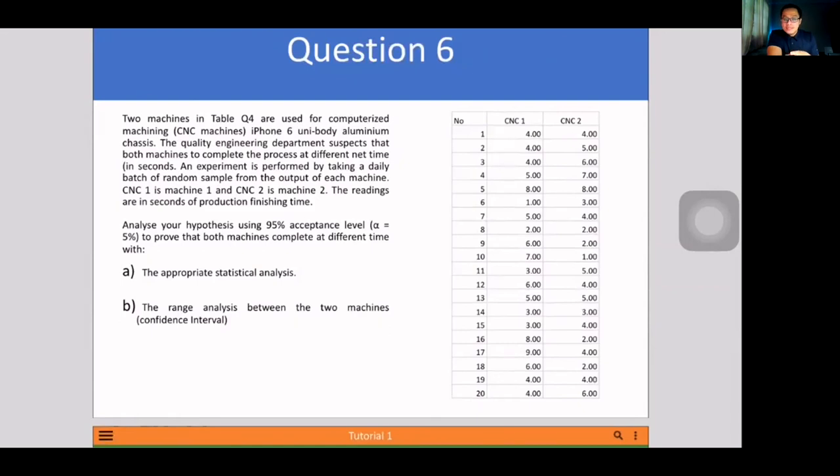What does that mean? Can you write down in the chat room: is it H0 or H1 that needs to be accepted? Read the question. If you can answer this correctly, then you are good to go for any kind of engineering statistics question. Do you need to choose H1 or H0? Anyone? Right or wrong, it doesn't matter. If it's wrong, then you know what is right. If it's right, then you're good. No one wants to answer?